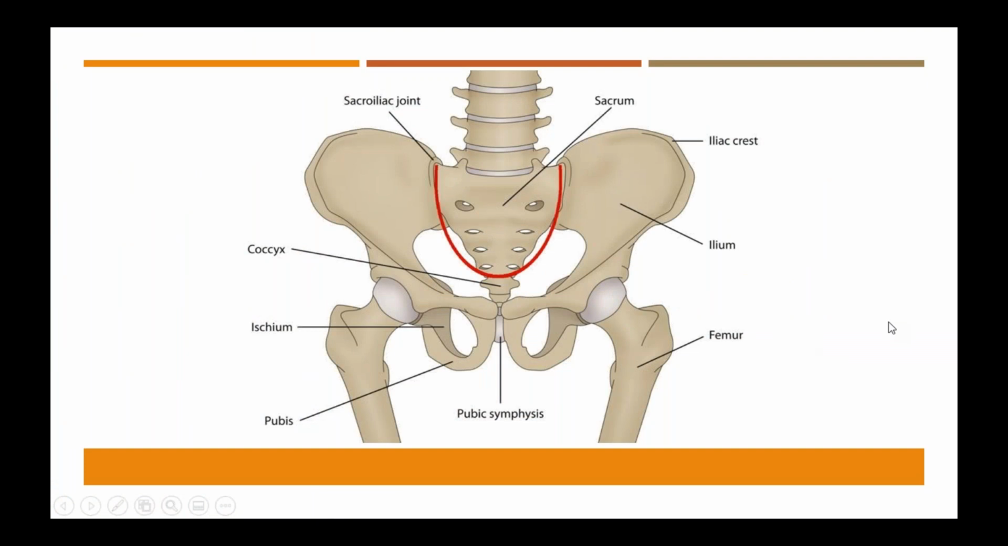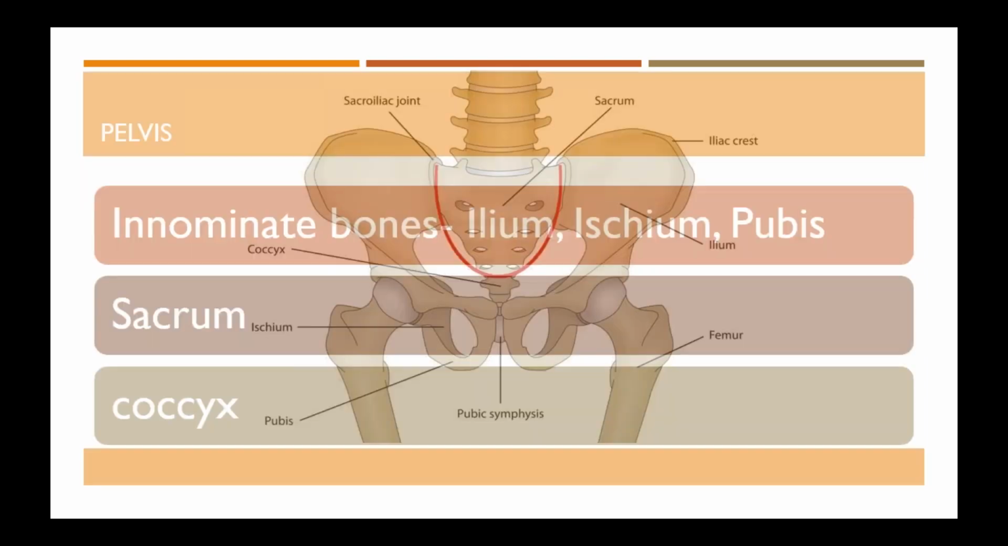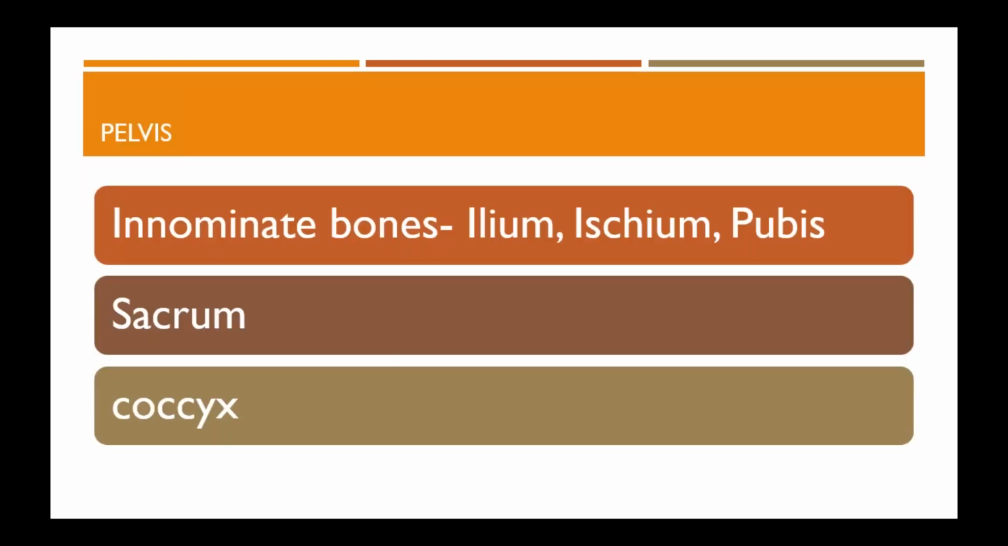As you can see, the pelvis consists of various bones like the hip bones, the sacrum and the coccyx. There are sacroiliac joints. You can see the iliac crest and the pubis also. Now the pelvis consists of two innominate bones, which consist again of the ilium, ischium and the pubis. There is a sacrum and there is a coccyx.